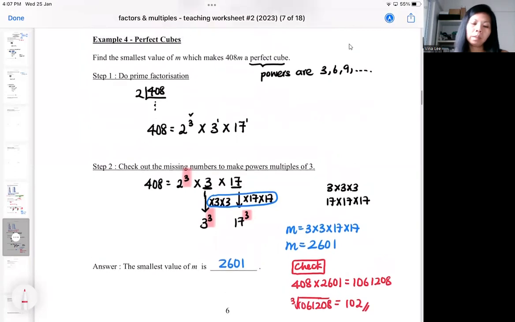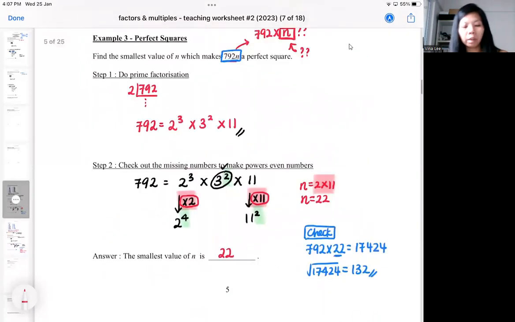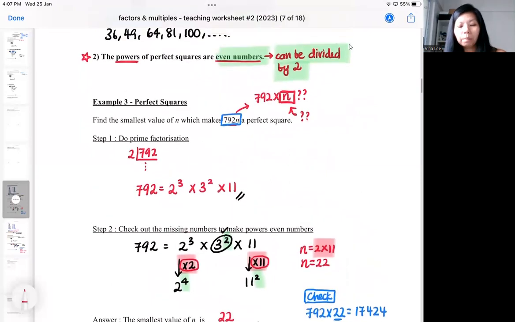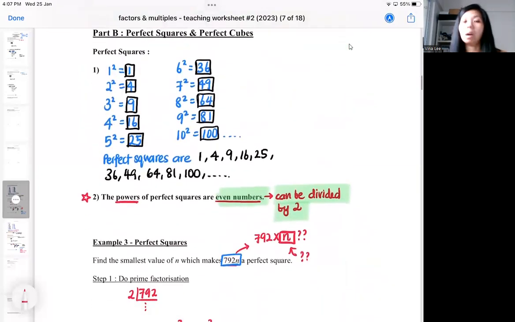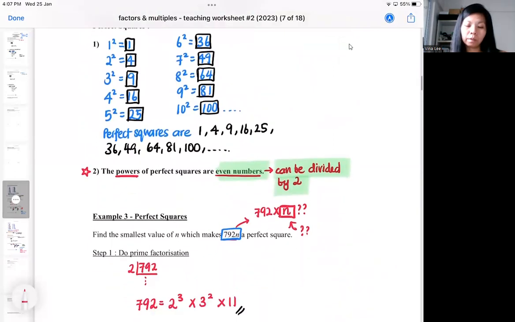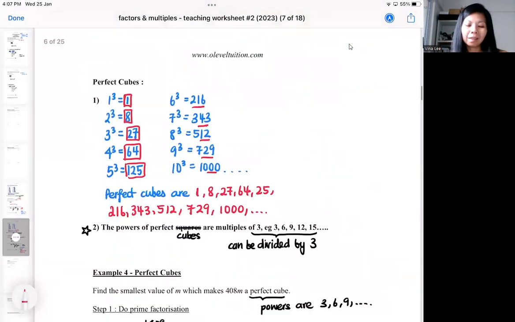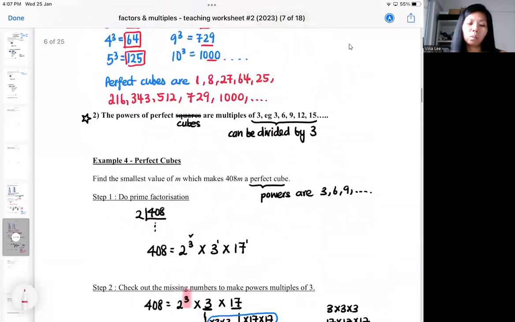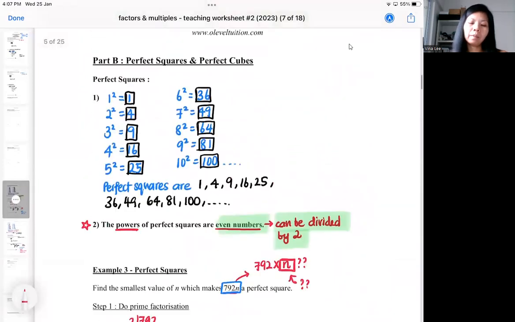Okay, so these are the 2 types of questions that they will surely ask you. How do you make a perfect square and how do you make a perfect cube? You've got to do the correct prime factorization first. So these are the standard questions that you must know. These are the types of questions they ask regarding perfect squares and perfect cubes.